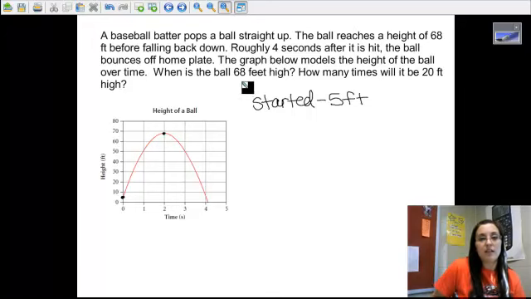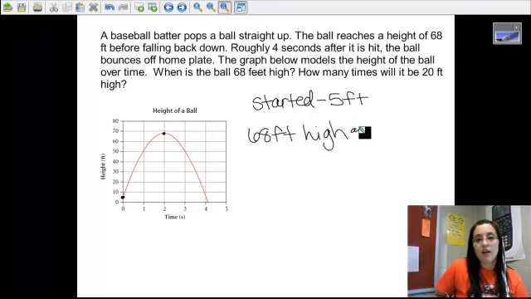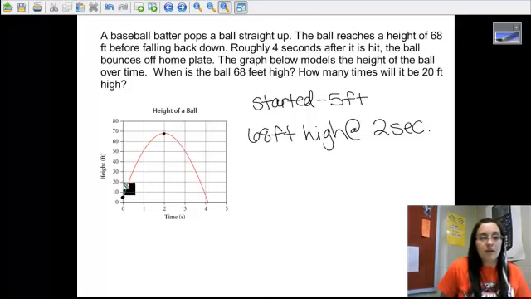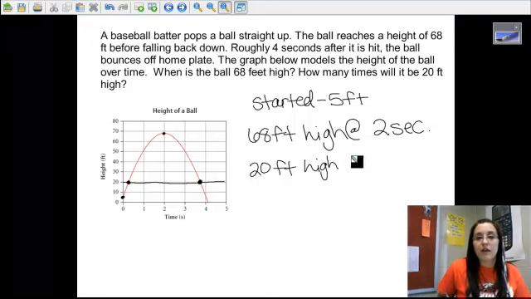So it says, when is the ball 68 feet high? It told us that the maximum height is 68, and I can see that that's right at about 2 seconds. So it is 68 feet high at 2 seconds. And how many times will it be 20 feet high? If I look at the height of 20 feet, right here, it's going to be there 2 times. It's a pretty easy question to answer. It's going to be at 20 feet when it's on its way up, and also when it's on its way down. So it will be 20 feet high twice.